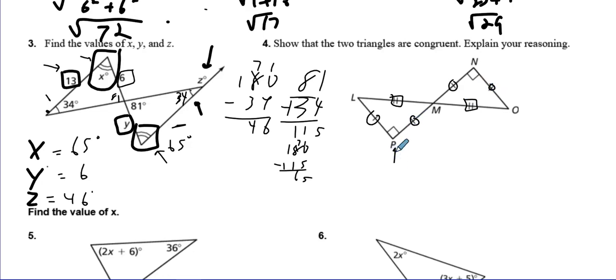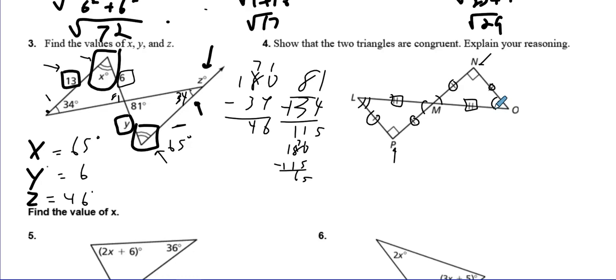We have this angle here is 90. This angle here is 90. These two angles are equal to each other because they're vertical. And that means if they both have the same two angles here, that means this angle must match up with this angle.